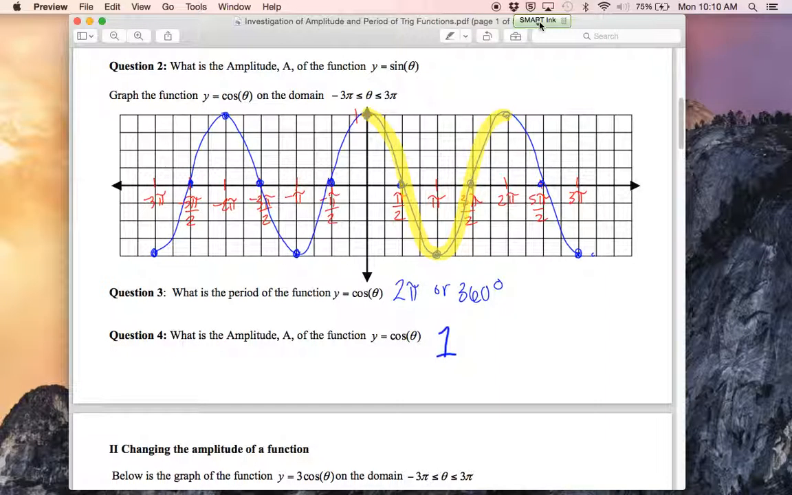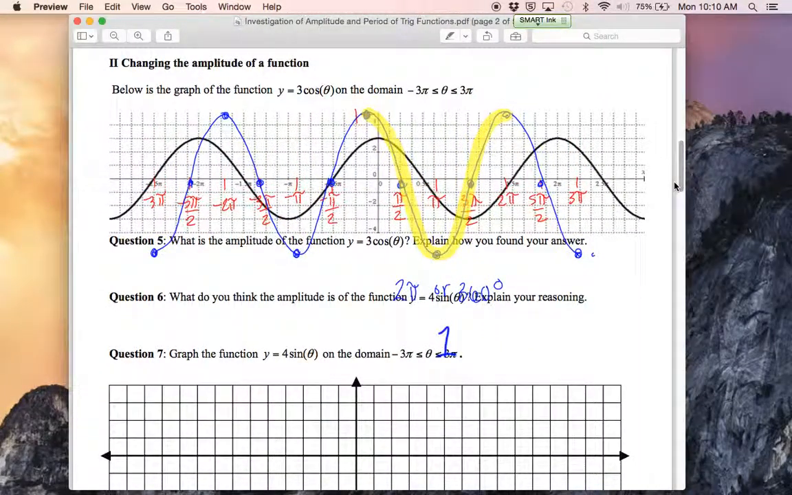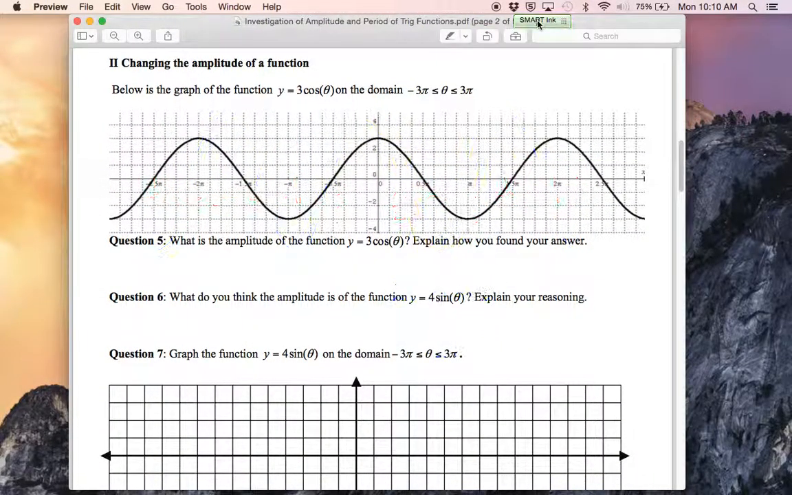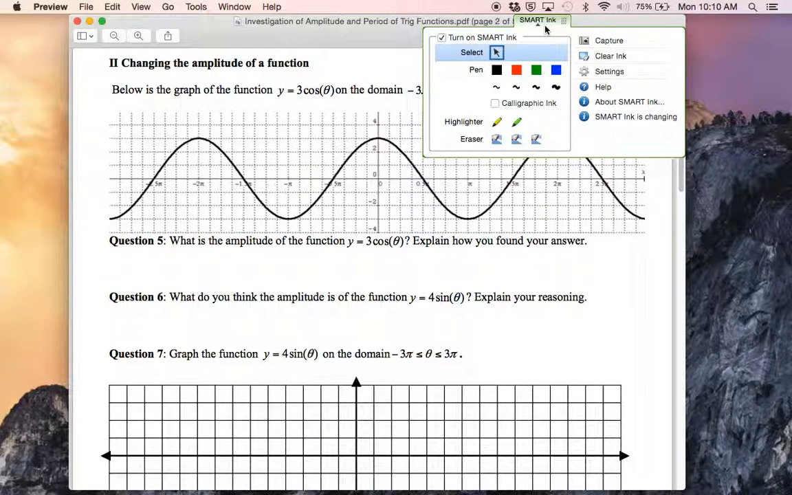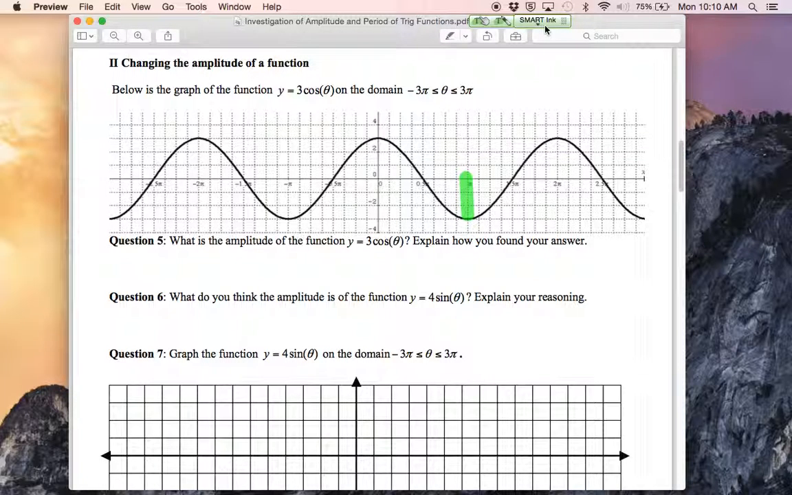So let's look at how you change the amplitude of a function. It says below we have the graph y equals 3 cosine theta on the domain negative 3 pi to positive 3 pi. What is the amplitude? Well, the amplitude, remember, is the distance from the middle to the bottom or the middle to the top. And here, that distance is 3. Okay, 1, 2, 3. So the amplitude is 3.